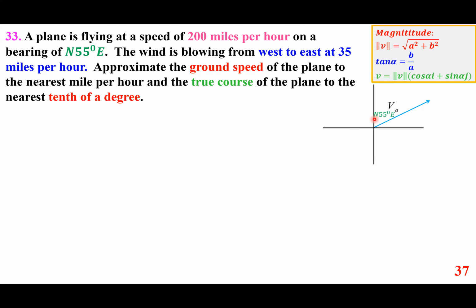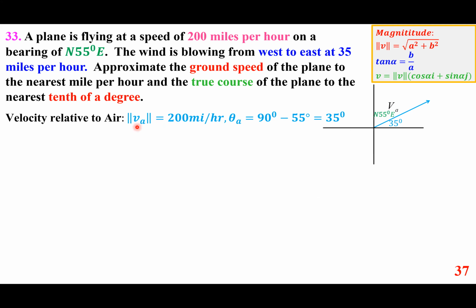It's flying north, 55 degrees east at a speed of 200 miles per hour. So if this is 55 degrees, this must be 90 minus that, 35 degrees. And so the magnitude of the velocity relative to air is 200 miles per hour. And remember, the angle is the angle that it makes with the x-axis. So 35 degrees.